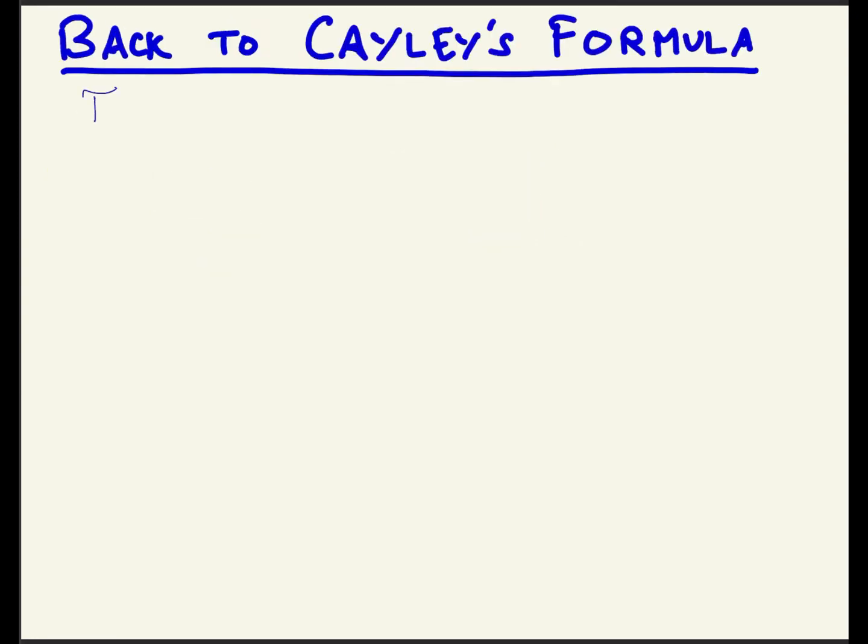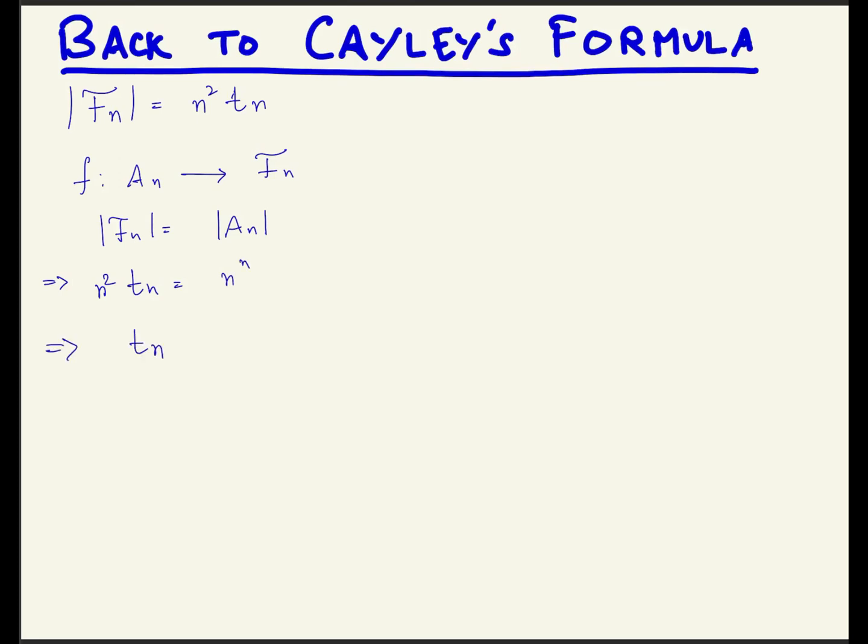Going back to our problem, we will construct a set F_n such that the size of this set F_n equals n squared times T_n, and T_n is the term we are interested in, which counts the number of trees. Then we'll show a bijection between A_n and F_n, and then using the fact that the size of A_n equals the size of F_n, we will prove Cayley's formula. The set F_n is the set of all doubly rooted trees on n vertices. Next, we'll see what that means.